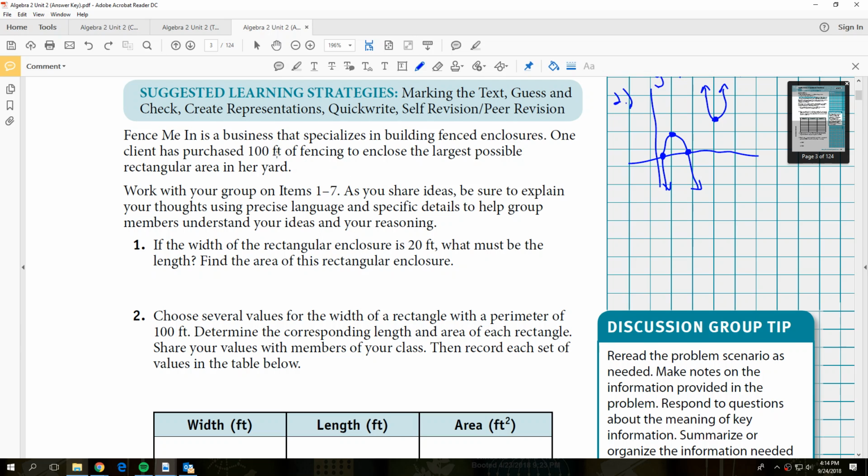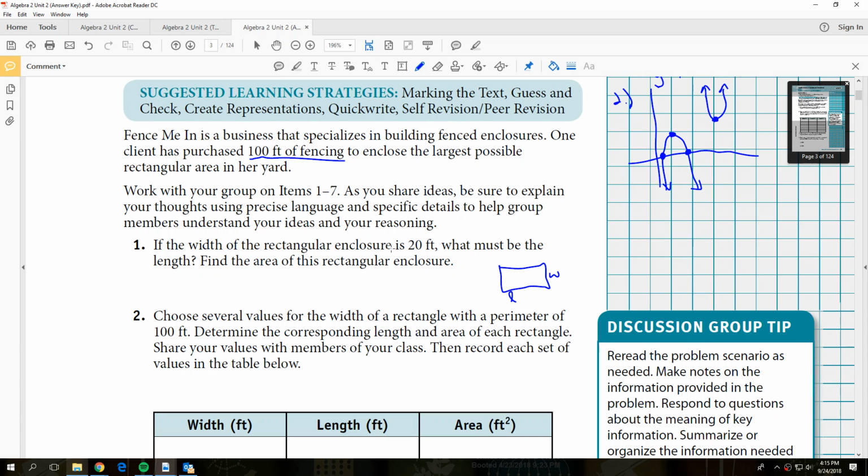For example, we've got 100 feet of fencing to enclose the largest possible rectangular area. We're going to find the width of the rectangular enclosure. If the width is 20 feet, what must be the length? Well, let's draw a little picture here. Here we've got length, we'll call that length here, and width here.